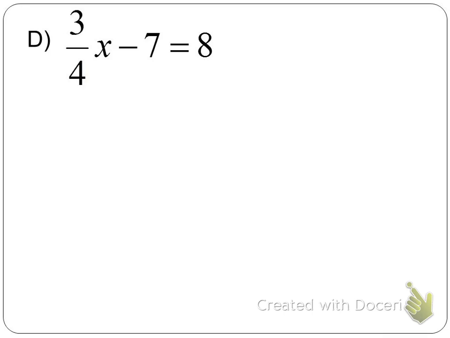All right, so 3/4 times X minus 7 equals 8. Any ideas? Add 7. Add 7 to both sides. Good.